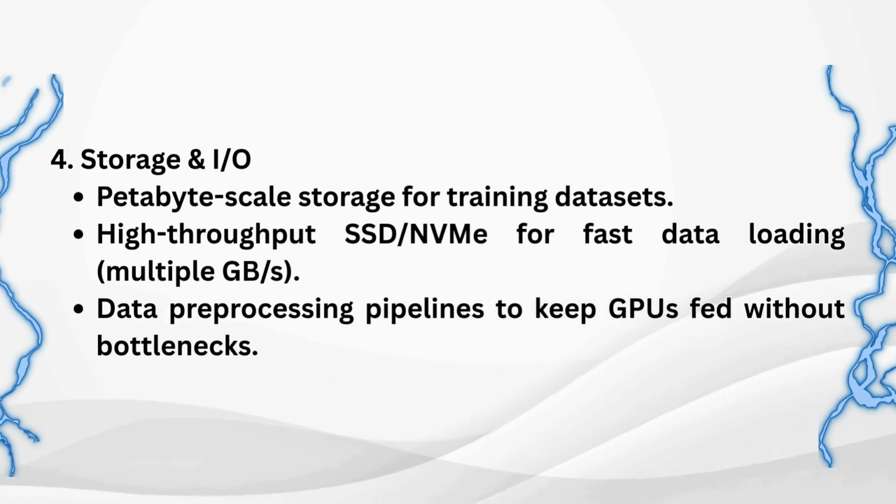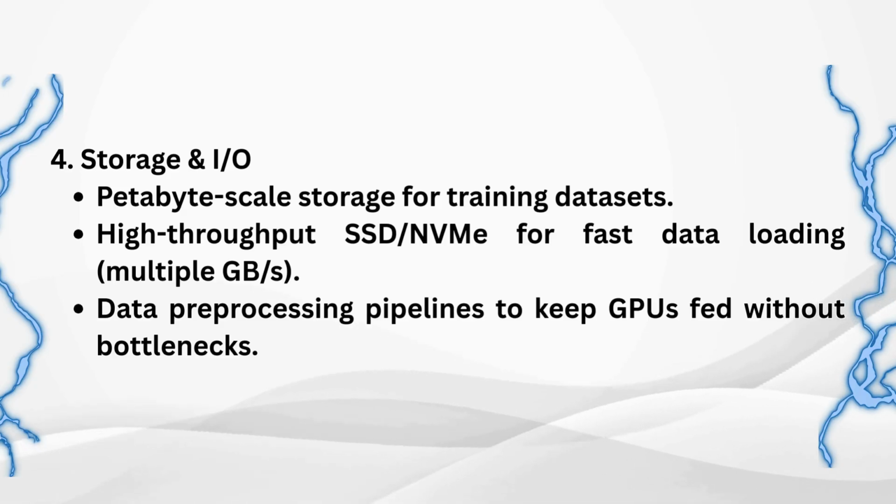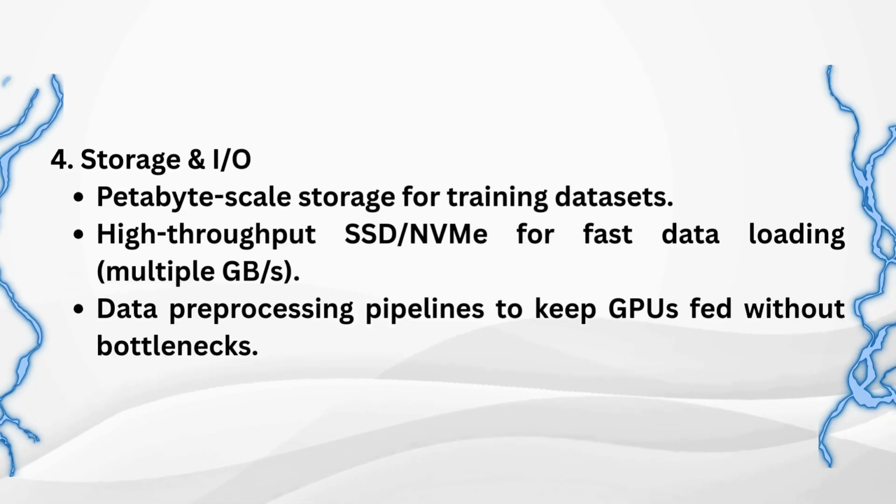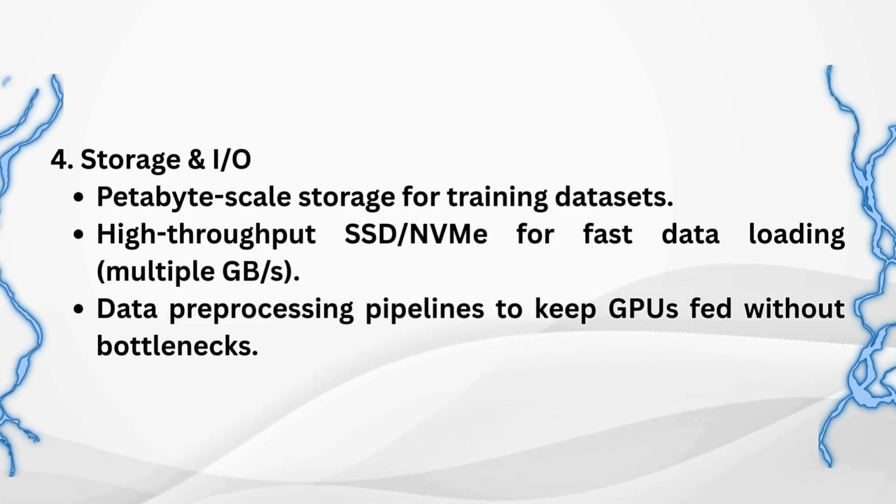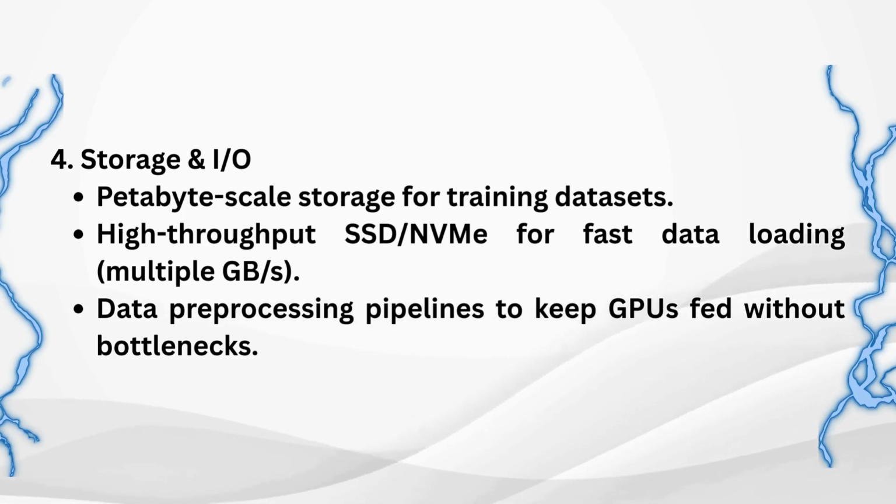Fourth, storage and I/O. Petabyte-scale storage for training datasets. High-throughput SSD/NVMe for fast data loading, multiple gigabytes per second. Data pre-processing pipelines to keep GPUs fed without bottlenecks.